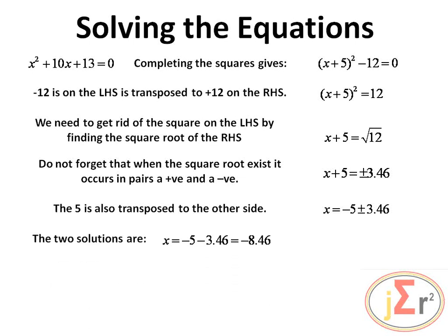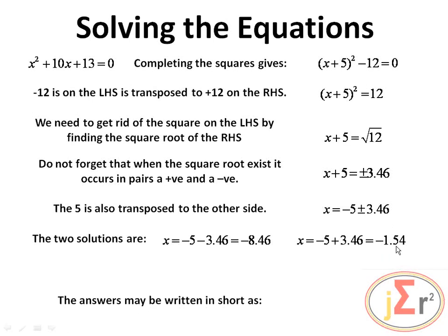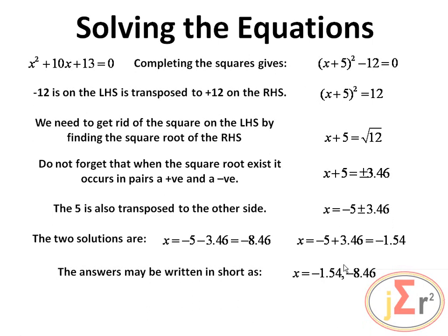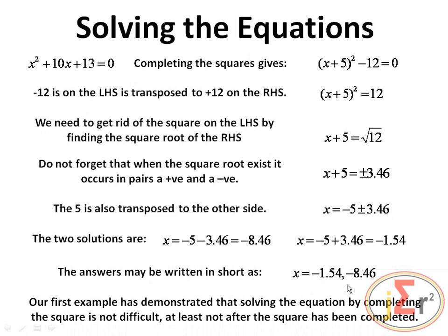So we're going to do the solutions. The first one is going to be negative 5 minus 3.46, which gives negative 8.46. And then we are going to have negative 5 plus 3.46, which is negative 1.54. So we may write that as a single answer, only separated by commas. Our first example has demonstrated that solving the equation by completing the square is not difficult, at least not after the square has been completed. But we're not going to go through the process of completing the square in topic number 26 because we have done that in topic number 25.